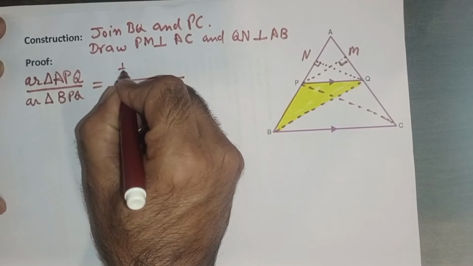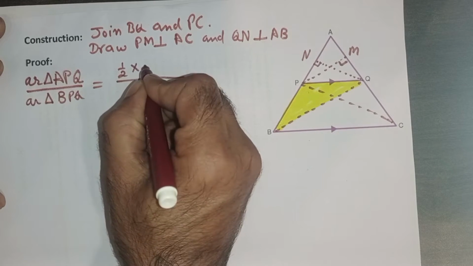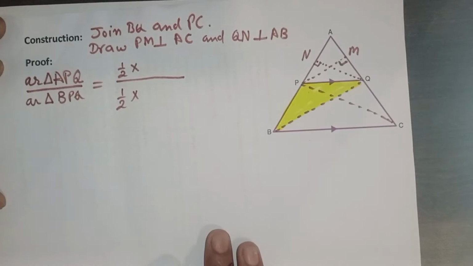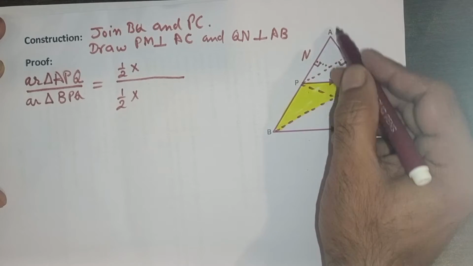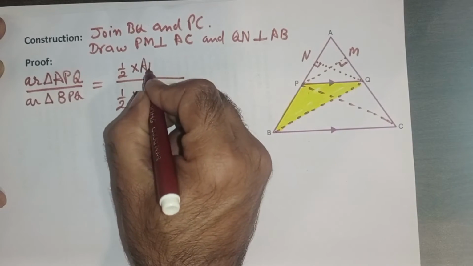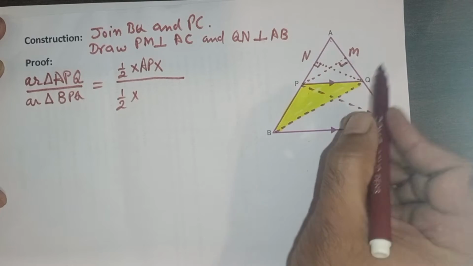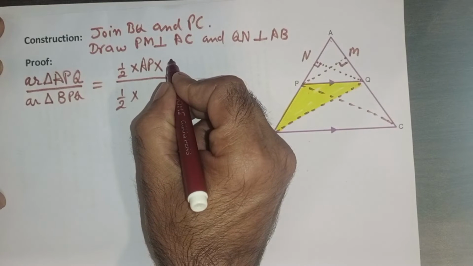So of course in both the cases half into base into altitude will be there. Now for this whole triangle, let us take AP as the base. Then the altitude is QN. So let us write down QN.